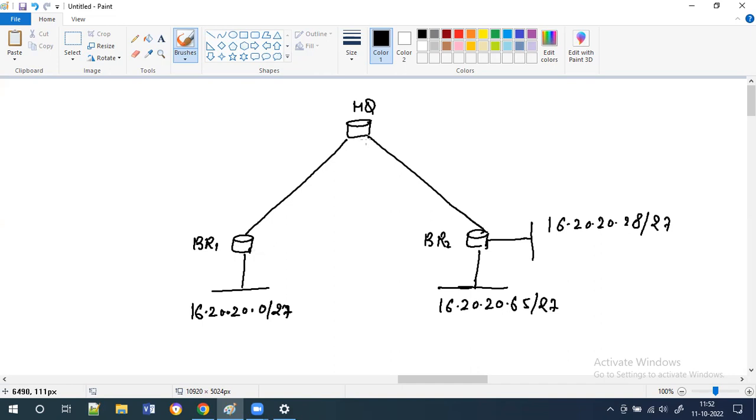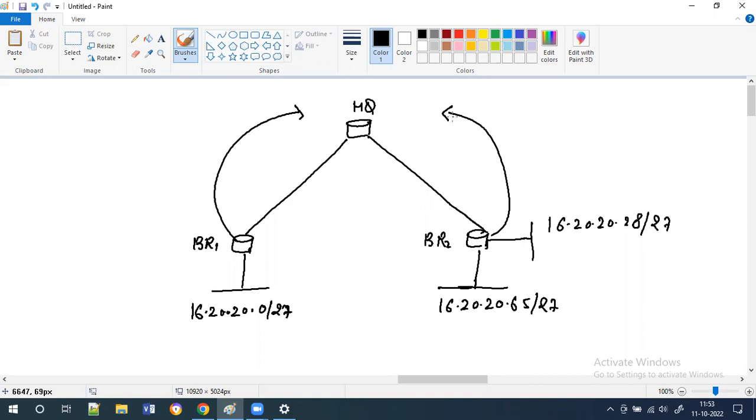Now, when we configure any protocol between headquarter and branch 1 and branch 2, branch 1 will advertise its own route and branch 2 will also advertise its own route. So here basically there are 2 cases. When we have the classful IP address, at that time the subnet will not go into the update. Classful means /8, /16, /24. But when we have the classless, the subnet will go into the update. In the coming classes, we'll come to know about that.